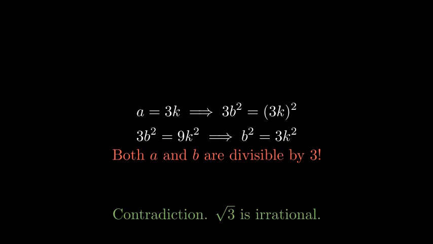But a and b were assumed to have no common factors. Both being multiples of 3 is a contradiction. Therefore, the square root of 3 is irrational.